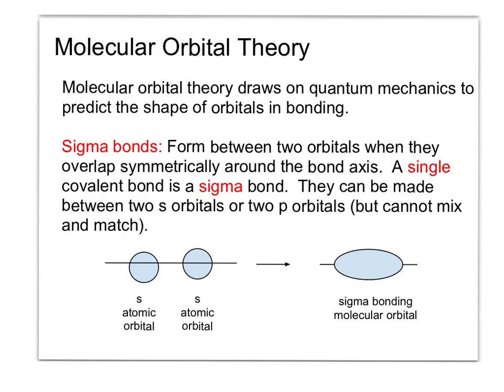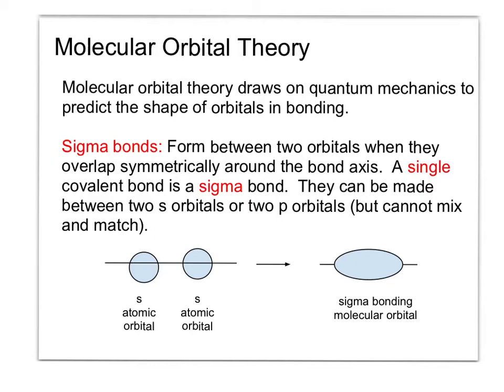So if we look at the 2 types of molecular orbitals that can be made, the first one is called a sigma orbital. So it's associated with sigma bonds. These are formed between 2 orbitals when they overlap symmetrically around the bond axis. Okay, so what's a bond axis?